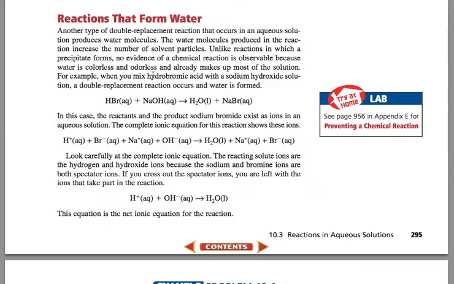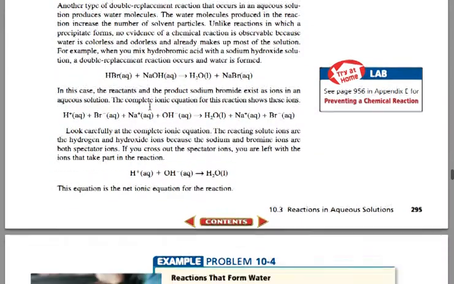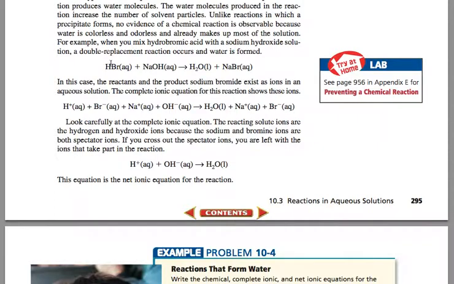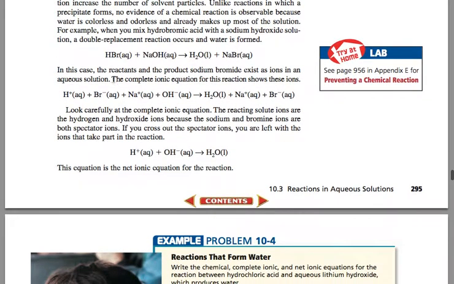For example, when you mix hydrobromic acid with sodium hydroxide solution, a double replacement reaction occurs and water is formed. How do we know? We'll look at the chemistry in the chemical equation. This is hydrobromic acid in aqueous solution and sodium hydroxide in solution, and they react to produce water and sodium bromide in an aqueous solution. The water is a liquid, so you're not going to see it. In this case, the reactants and the product, sodium bromide, exist as ions in an aqueous solution.